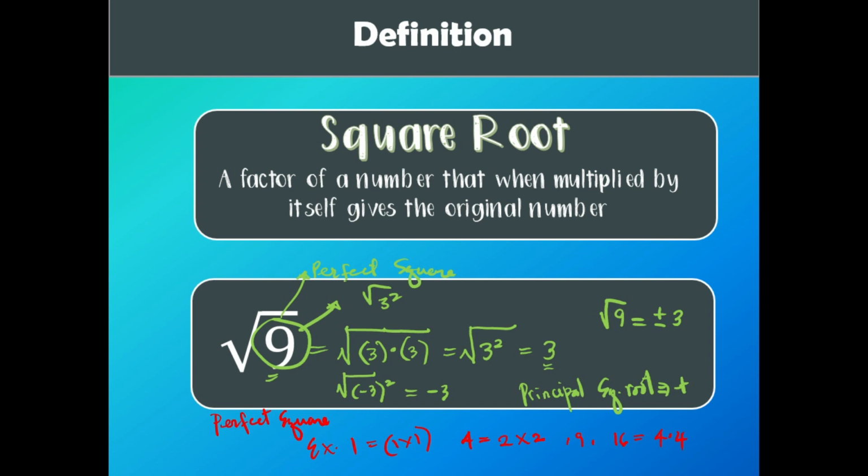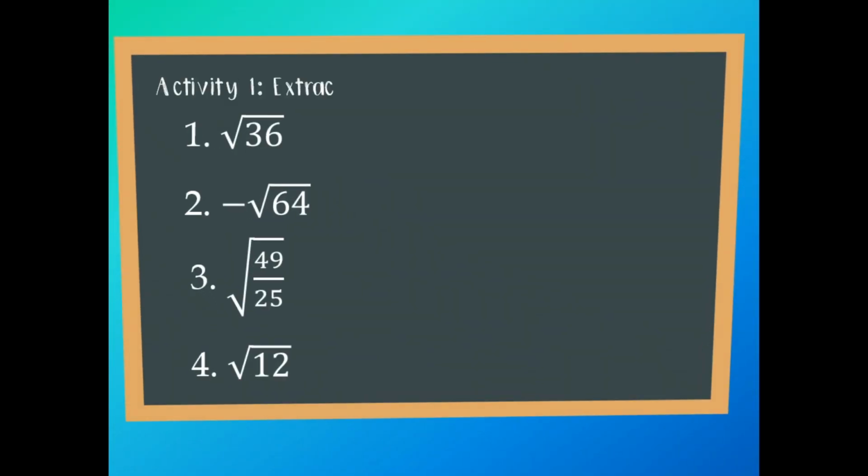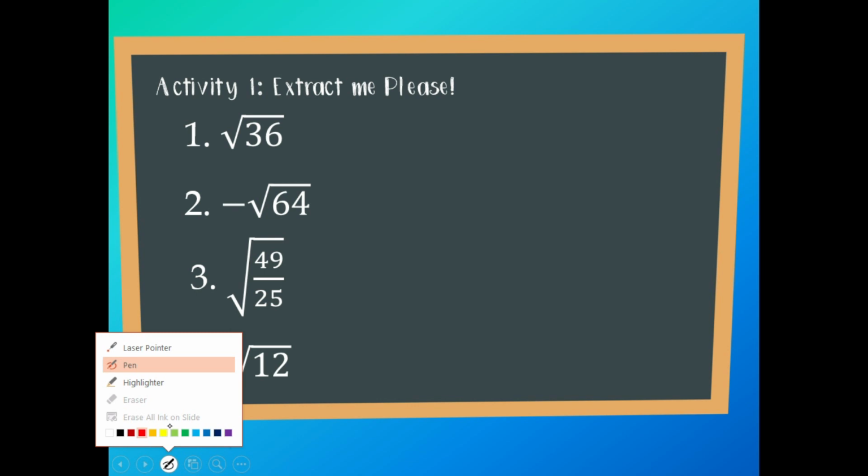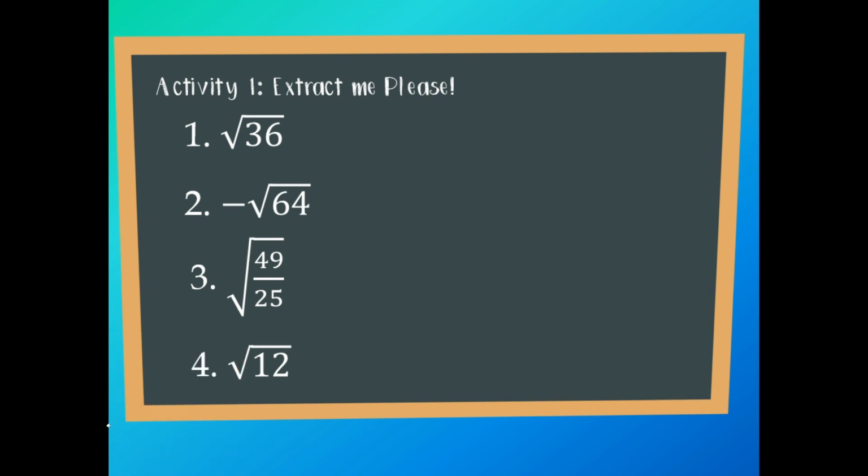Okay, so I hope you understand about the square root. So let's continue. So let's have an activity right away. So we're going to extract the square root. So as what I've said while ago, pag kukunin natin yung square root, so there would be two possible answers here. Pag principal square root naman yung tinatanong ko, so there will be only one answer that is positive.